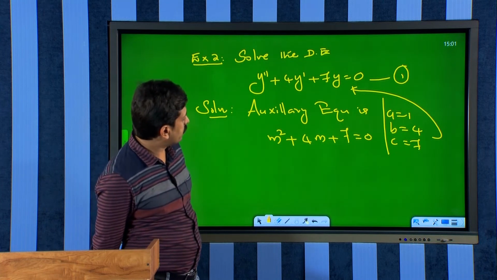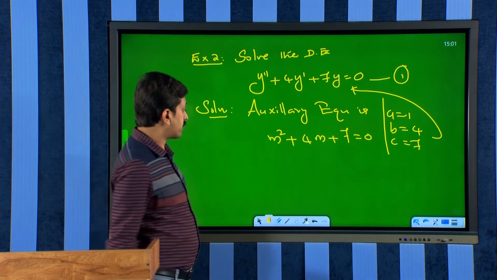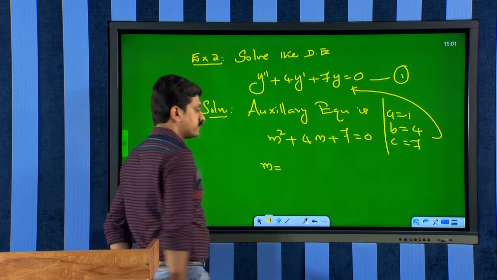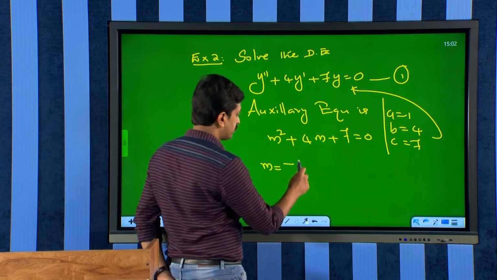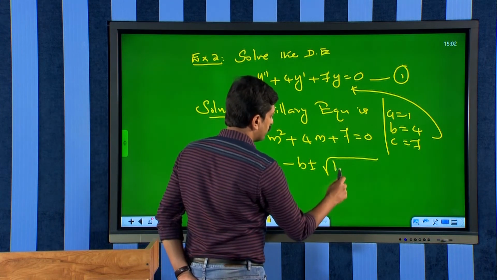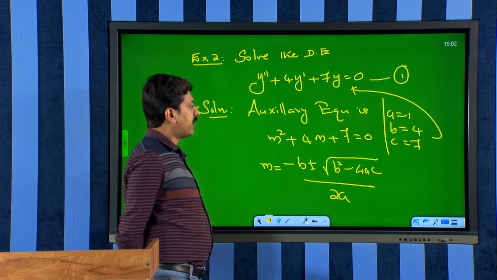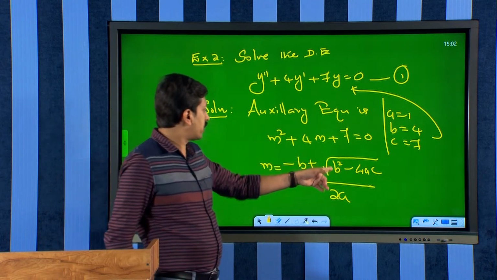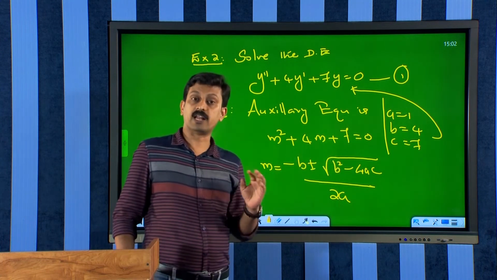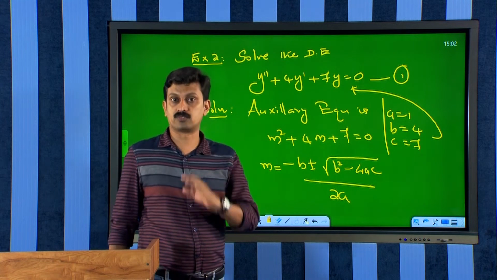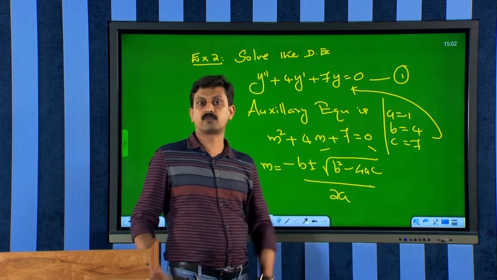Okay, so now we have a quadratic equation in m, a second degree quadratic equation, so we can find the value of m. m is equal to minus b plus or minus root of b square minus 4ac divided by 2a. See, my dear students, here b square minus 4ac is 16 minus 4 into 7. So the value inside the square root will be negative, therefore the imaginary part of a complex number will occur.